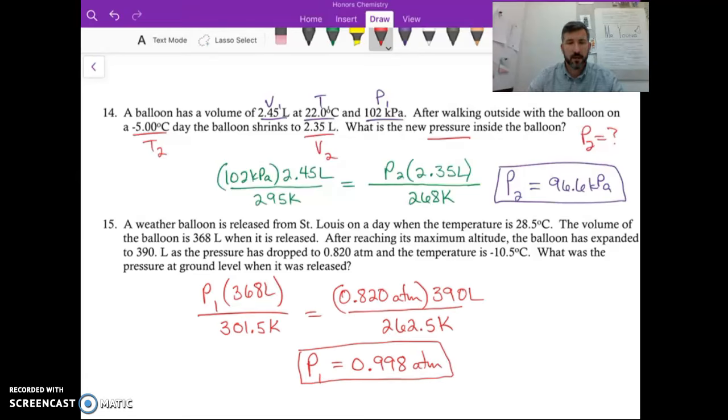Okay, and there you have it. 0.998 atmospheres was my original pressure, which makes sense because that's pretty close to standard pressure, and we're at ground level in St. Louis, so very close to standard pressure should make sense. The pressure did drop as the balloon went up in the sky, and that would be consistent with a temperature drop, and also with the volume of the balloon increasing. So there we go.